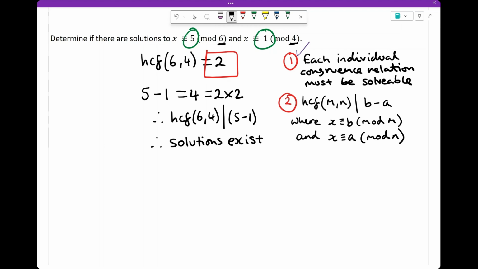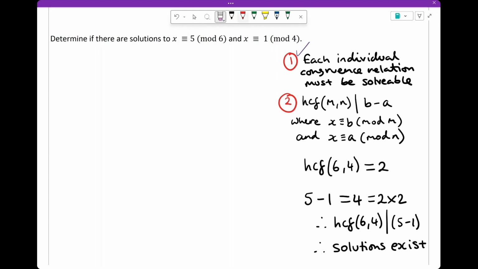Now, what I'm going to do next is follow through and try to solve these because I want to investigate how the mod of our answer relates to the initial mods in the question. To start the process of solving, I'm going to take one of my congruence relations, this one here, and convert it to an equation. We would get x is equal to our mod 6 multiplied by some integer we'll call t, plus 5, our remainder, where t is an integer.